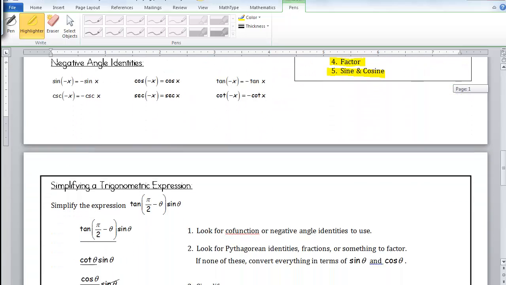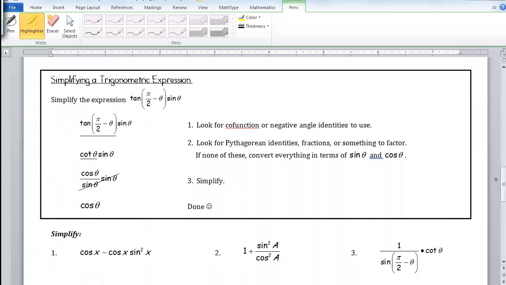Let's now look at an example on the next page. In this example, we wanted to simplify this trigonometric expression. So again, the first step is to look for any cofunction identities. Here, tangent of pi over 2 minus theta, theta again being a variable such as x, you can replace it with what it's equivalent to.